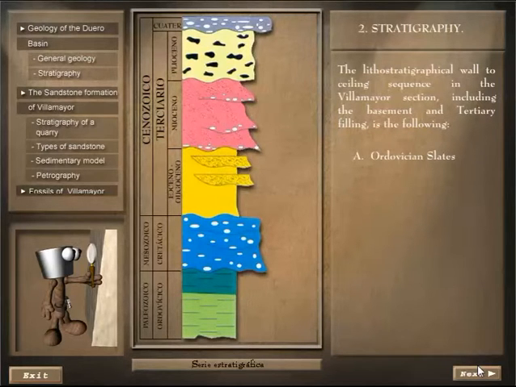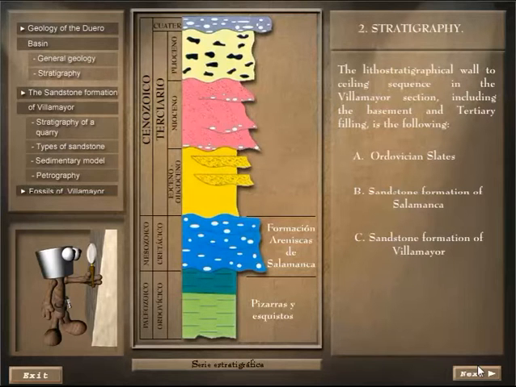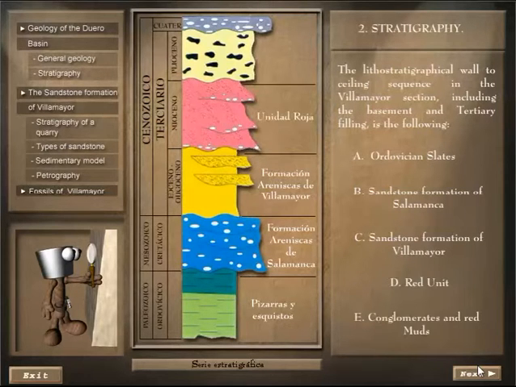Ordovician slates. Sandstone formation of Salamanca. Sandstone formation of Villamayor. Red unit. Conglomerates and red muds.